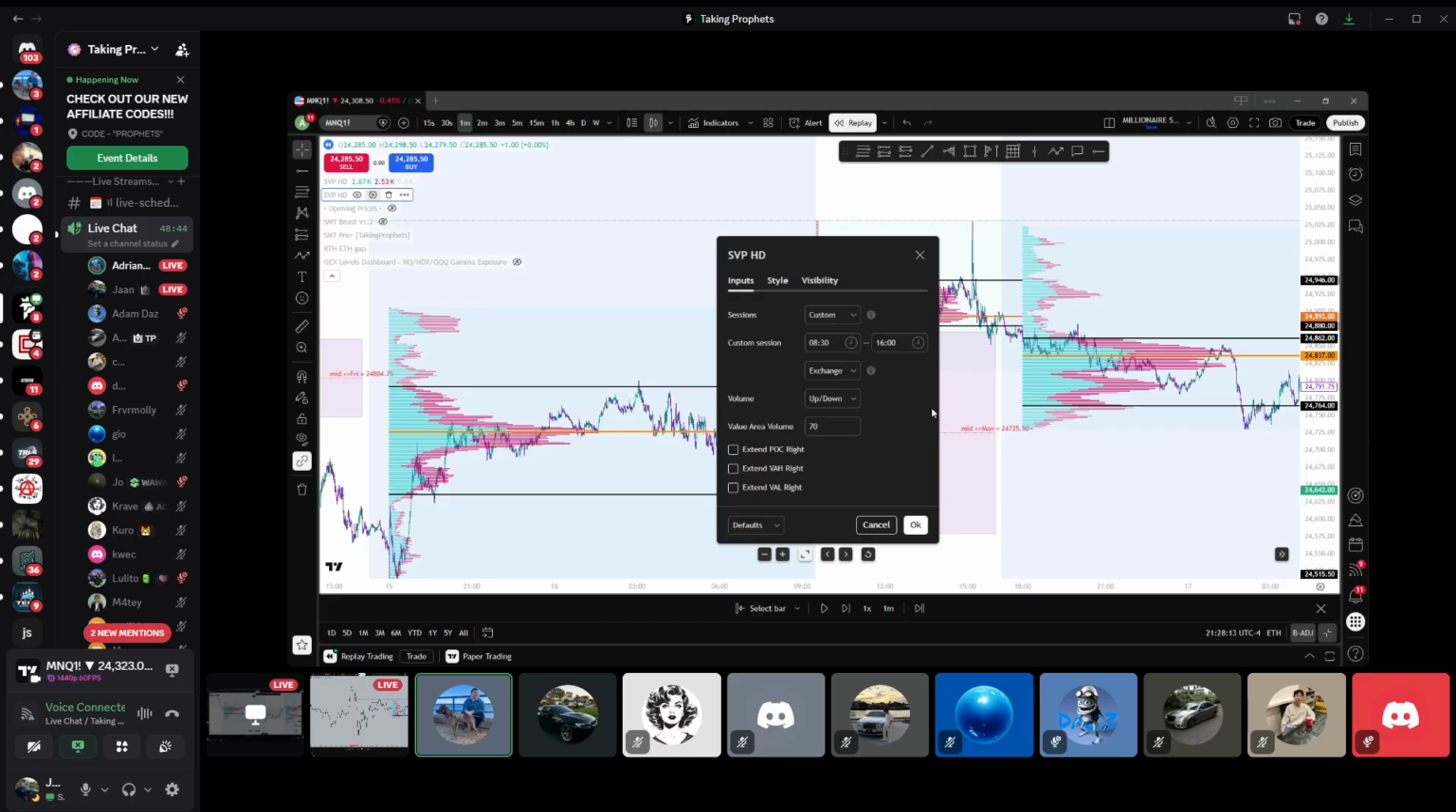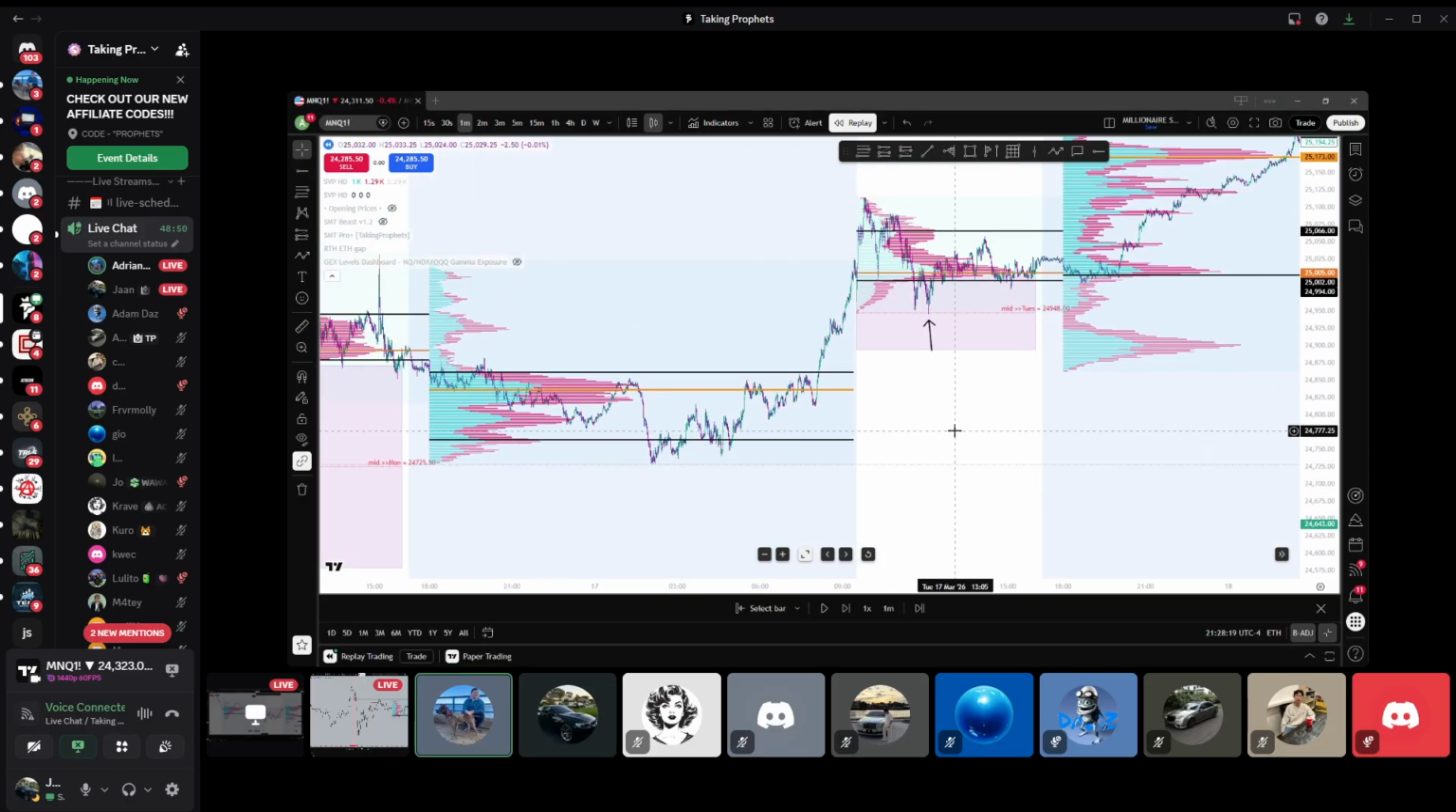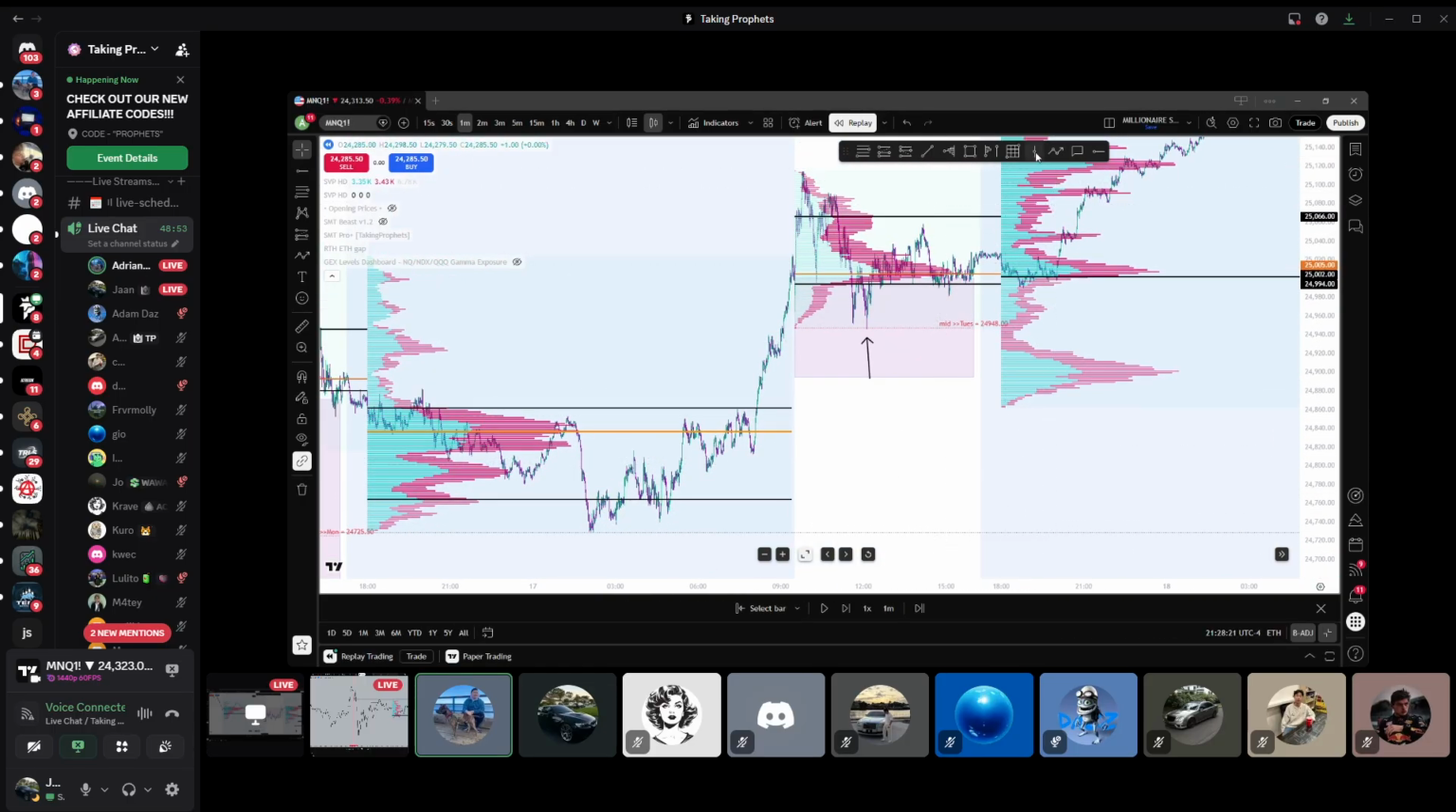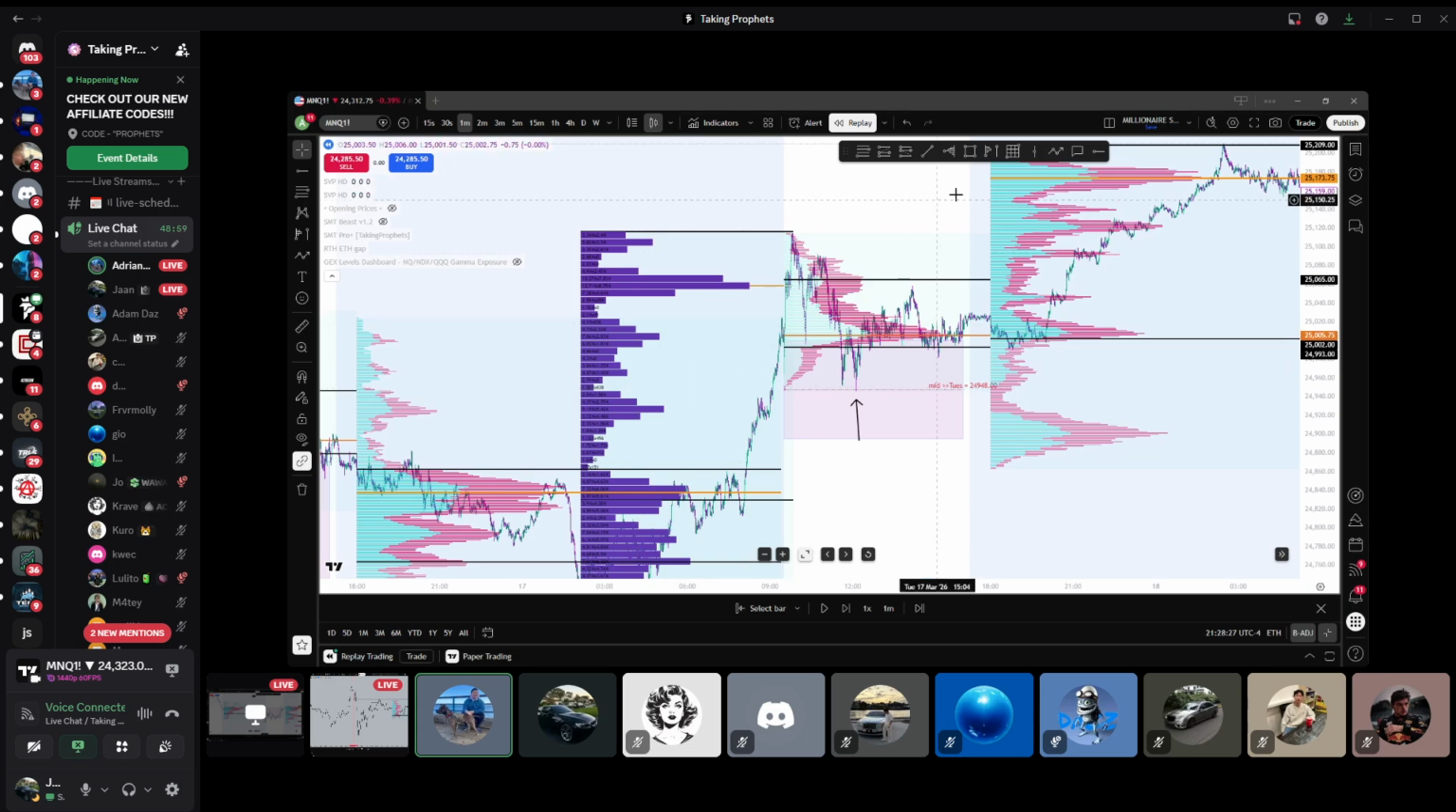I'll draw the fixed range profile only if we're trending, right? So here you go, Slazzy. If we're trending here, I'll take a fixed range profile from the low to the high, and then price wants to retrace again. This is where it gets crazy into low volume.